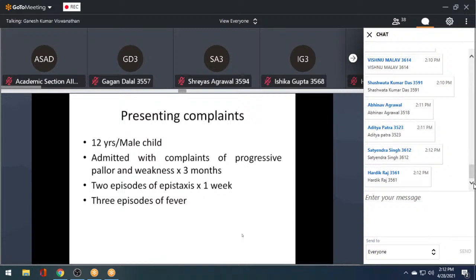Okay. So from the history provided, we have some indication that the child is having symptoms related to insufficiency in the bone marrow. It is related to decreased red blood cells or anemia, which is leading to pallor and weakness, and the child has bleeding symptoms, epistaxis, which is basically nasal bleed. So that again indicates decreased platelets, and the child also has fever, which could be due to reduced neutrophils.